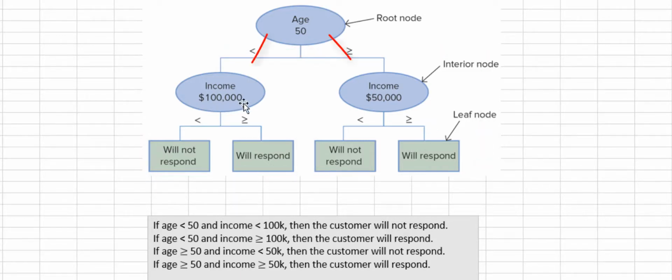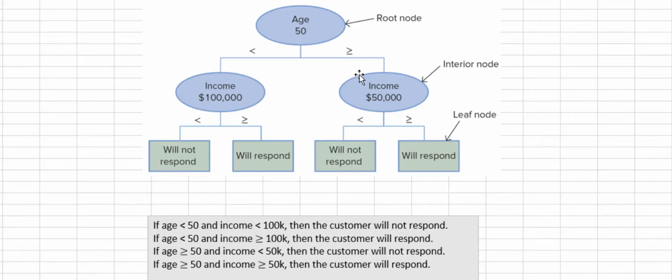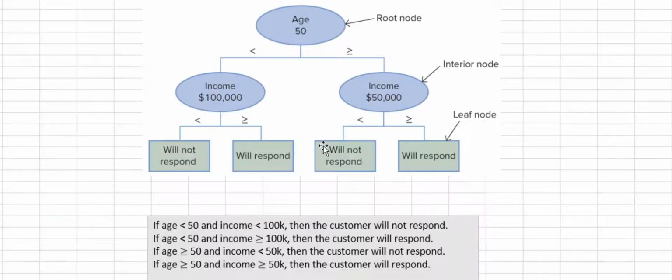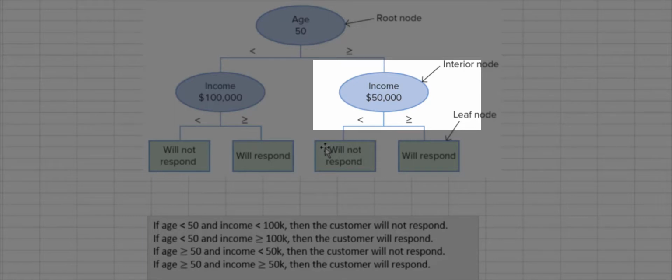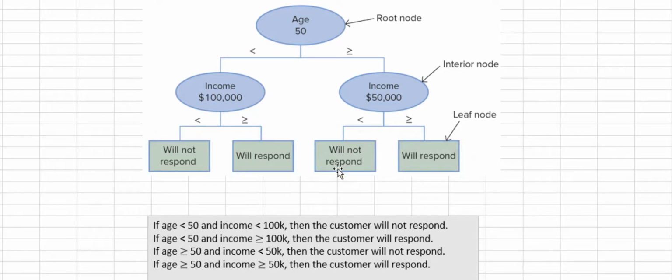And these branches often lead to interior nodes where more decision rules are applied. In this simplified example, the income variable is an interior node. The split value for an interior node can be different. Here, the split value for income is $100,000 for those customers younger than 50 years old, whereas it's $50,000 for those customers at least 50 years old. The bottom nodes of the decision tree are called leaf nodes or terminal nodes, and this is where the classification or prediction outcomes are given. In this HELOC example, the leaf node indicates whether or not the customer will respond to the HELOC offer.